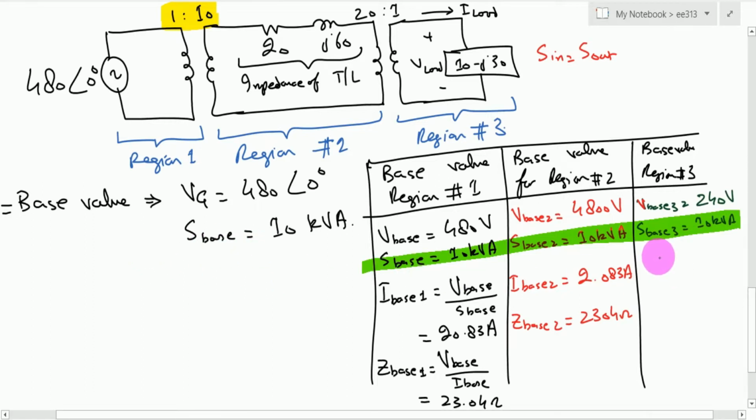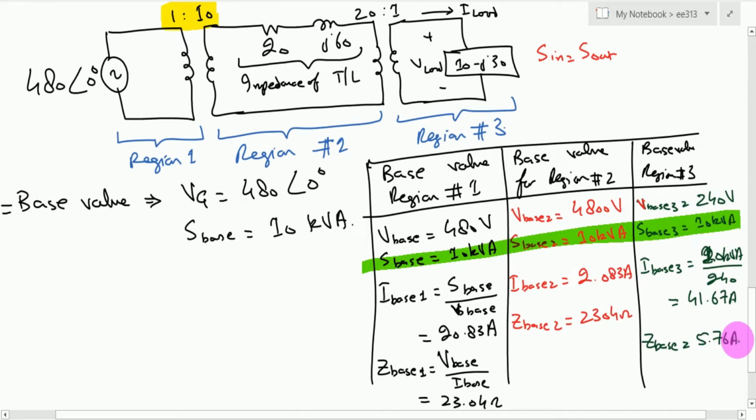The third thing is to find out I base 3. So I base 3 is what? It is S base 3 divided by V base 3. Sorry, we have another mistake here. This is S base and this is the V base. So here we have I base equal to 10 kVA divided by 240, and therefore I base 3 turns out to be equal to 41.67 ampere. And so is our Z base, that has now changed to 5.76, right?